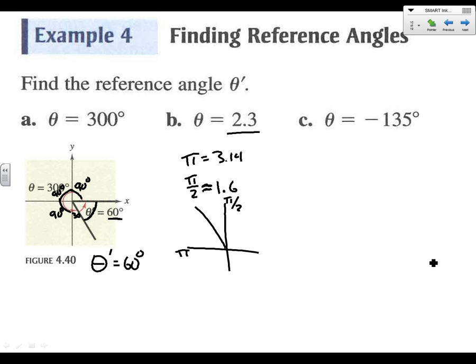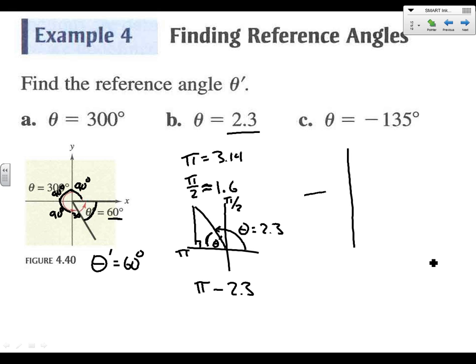between those two. All right, so my angle is 2.3. I want to know what's the remaining theta prime in here. What's the leftover part? Well, it's going to be pi minus 2.3. Okay, pi minus 2.3 will get us whatever the remaining angle is. And we can leave it just like that because that's an exact answer. All right, let's finish this up.